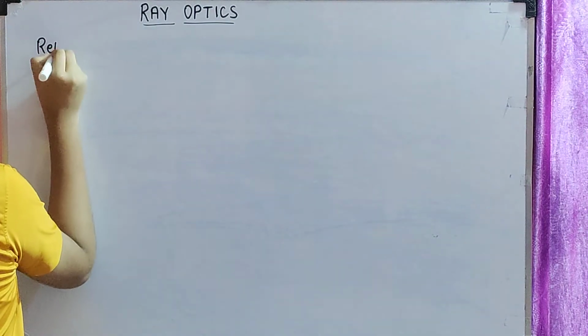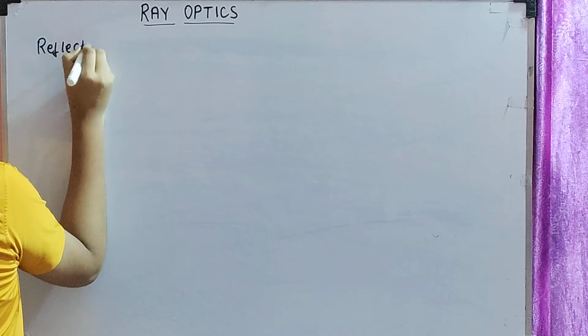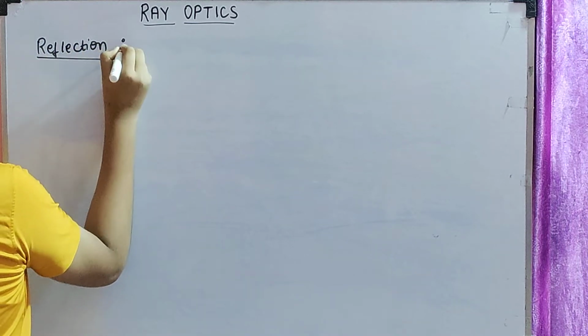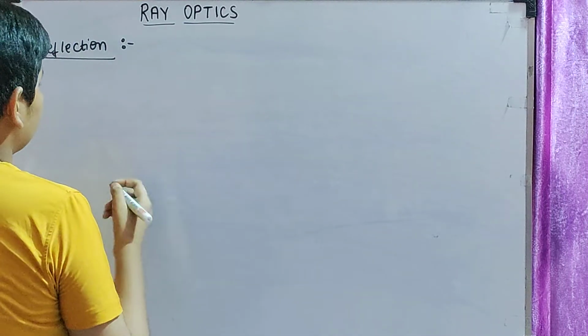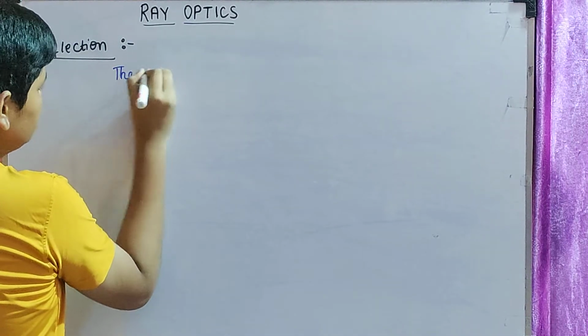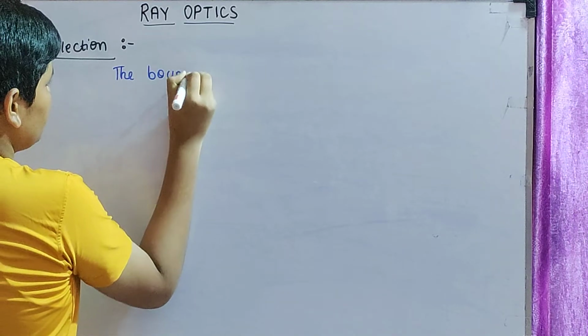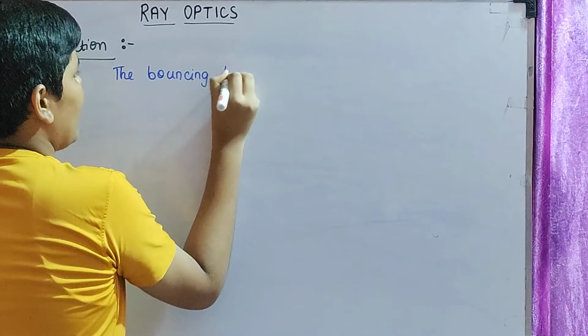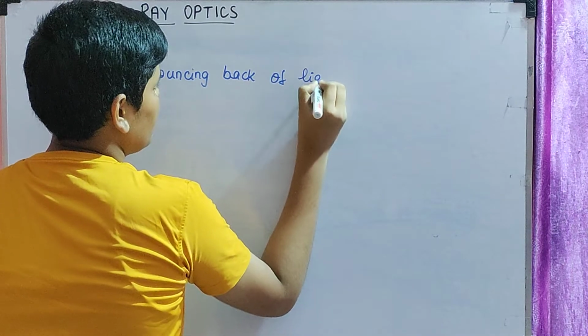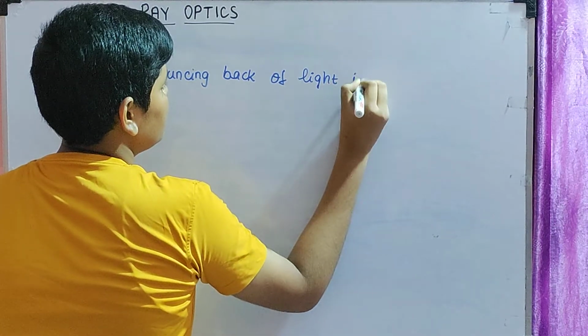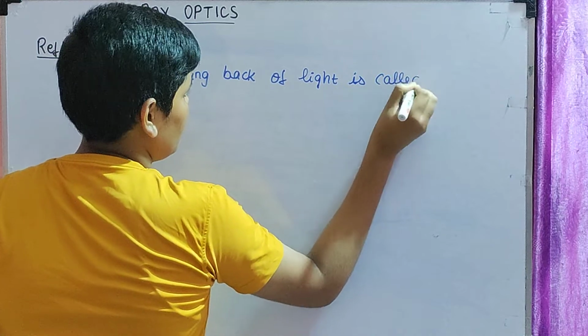So, reflection. What is reflection? We can commonly say in a small definition, the bouncing back of light is called reflection.